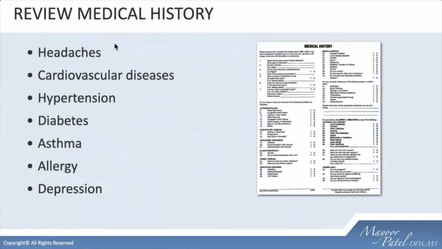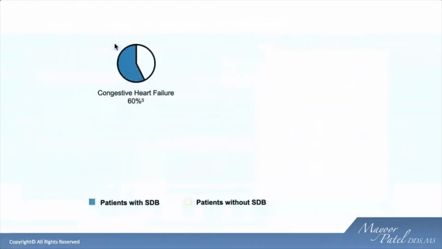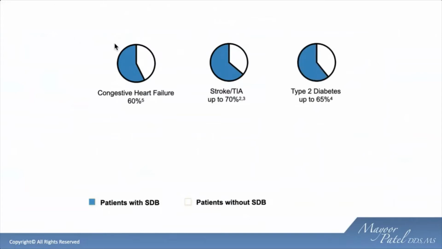But there's some interesting data associated with some of the things that a patient may have, such as if they have a history of congestive heart failure, then there's a 60% chance they actually have obstructive sleep apnea. If they've had a stroke or a transient ischemic attack, then there's a chance 7% of the time that those patients have obstructive sleep apnea. Type 2 diabetes is at 65%. Drug resistant hypertension at 83%.